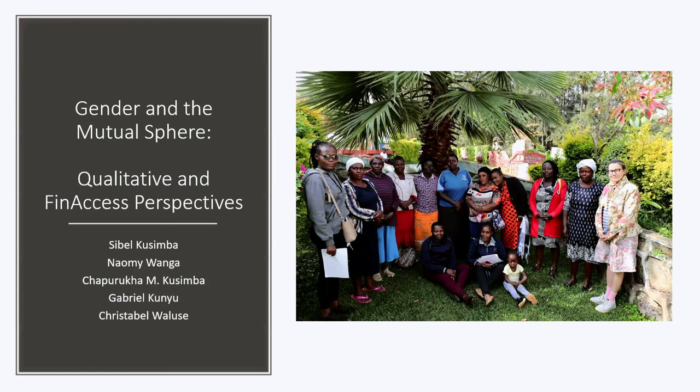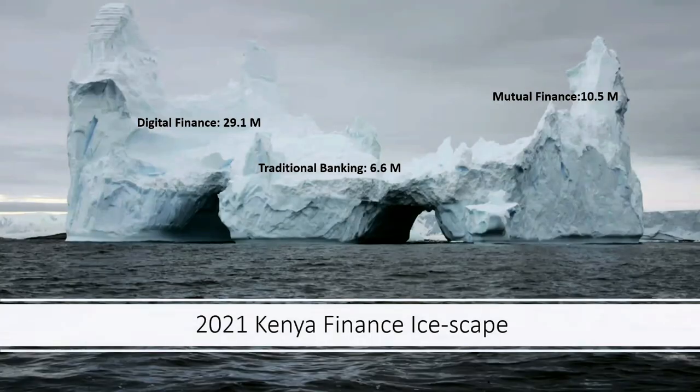Here we are. So Naomy and I looked at informal groups in the FinAccess, and we also did a qualitative study. We worked with 9 chamas in 6 counties all over Kenya during the months of June, July, August this year. So let's begin by looking at the financial landscape here in Kenya as a kind of iceberg.